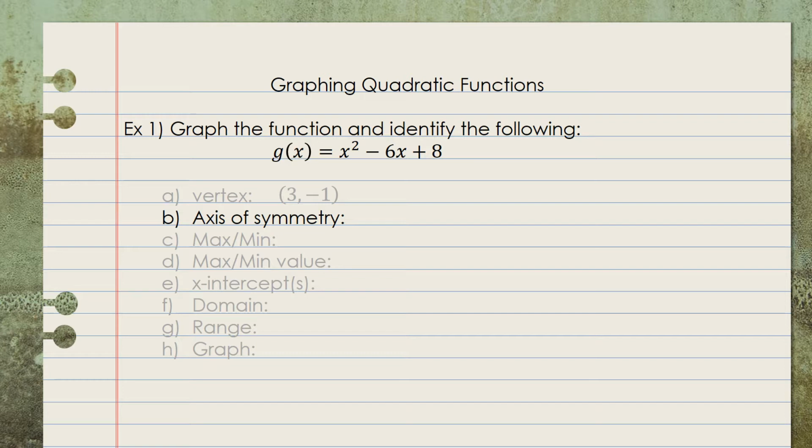Now let's look at the axis of symmetry. Recall, the axis of symmetry is always an equation of the form x equals h. So x equals, but what was our h value? Well, that comes from the vertex, and it would be the 3. So our axis of symmetry is x equals 3.